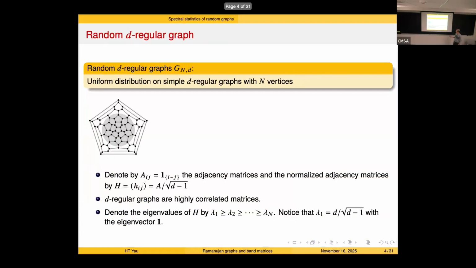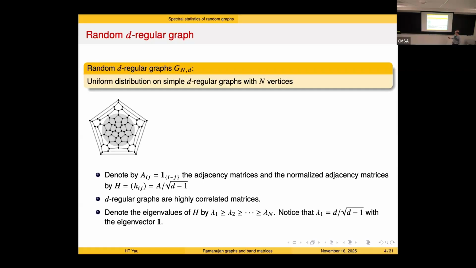Now the first problem I want to talk about is the d-regular graph. So these are 3-regular graphs. Each vertex has degree d, and then you take a uniform distribution over such graphs. So the uniform distribution of simple d-regular graphs with n vertices is called G(n,d), a random d-regular graph, and here is a random 3-regular graph.